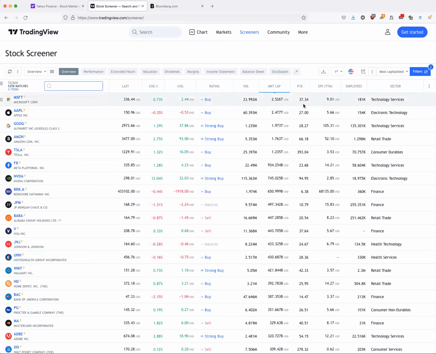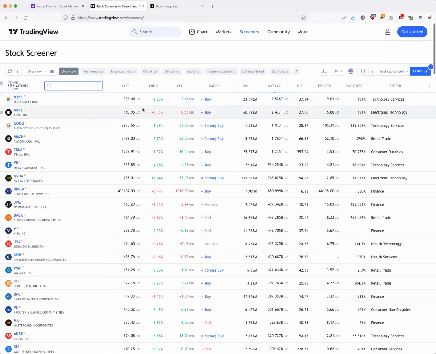The PE ratio for Microsoft, one of the biggest companies on the planet, is 37. What it means is, the $336 it takes to buy one stock, you divide that by the net profit, and what it says is that for each stock that you buy, the company is earning $37 for that stock, right? Which sounds quite impressive.